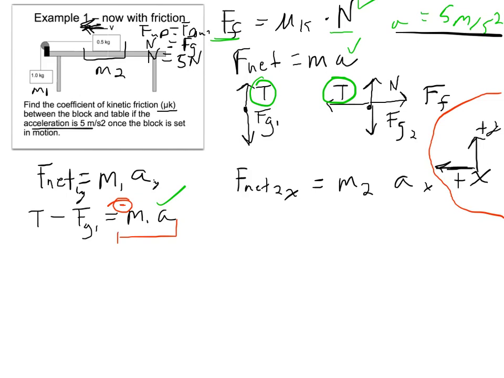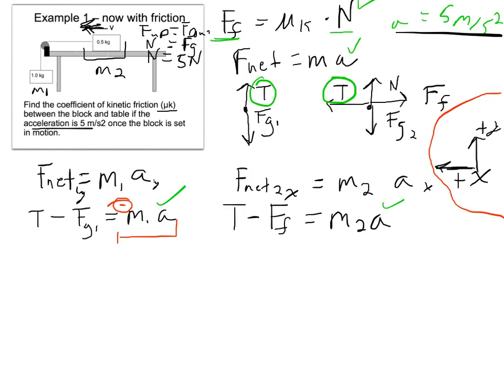Alright, back to box 2. Box 2 has acting on it a tension, and we just defined left to be positive x, so there's our tension. It also has a frictional force acting to the right, which we've called negative. T minus friction equals mass 2 times the acceleration. And again, I'm not differentiating the accelerations. We know they're the same.